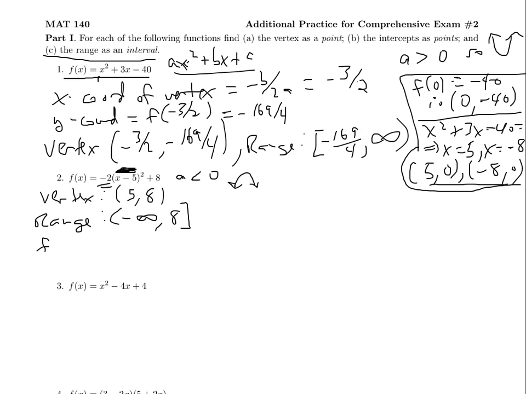Intercepts, again, the y-intercept is always easy to find because that's just a matter of making the x equal to 0, and so this will be negative 2 times negative 5 squared plus 8, and so that's negative 50 plus 8 is negative 42, I believe. Checking my calculator. Negative 42, and so therefore the y-intercept is (0, -42).